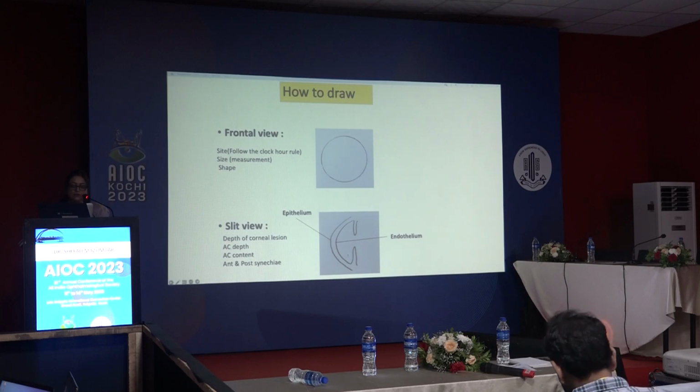Now in the slit view, what you are going to show? Depth of the corneal lesion. Then AC depth, you will comment over here in the slit view. And AC content, like hypopyon, hyphema, you show it here. And lastly, all things related to iris like anterior synechiae, posterior synechiae, you show it in slit view.